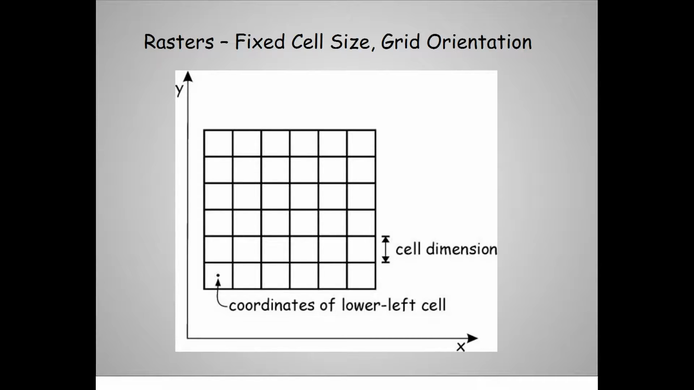So all we need to do to determine any coordinate in the cell is we need to know coordinates of one of the corner cells. Here we've got the lower left cell. And then the cell dimension. So we know the coordinate of this cell because it's the same y coordinate as this cell, but let's say the cell dimension is 10 meters. This cell is 10, 20, 30 meters away from that cell. So we know the coordinates of every cell in there. So that's how we do coordinates in a raster.